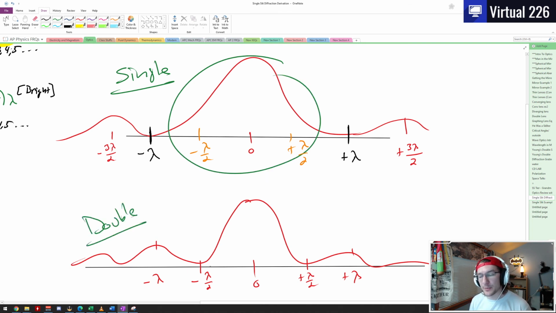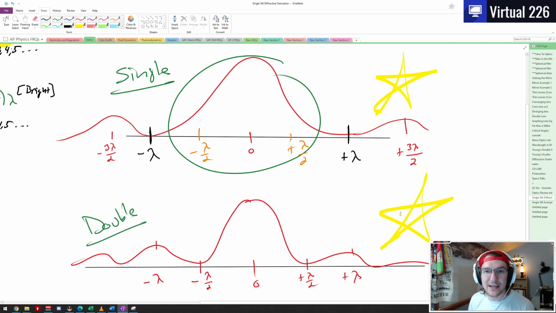That's simply because our double slit has a dark point at a half wavelength initially, and we don't see our first dark point on a single slit until a full wavelength. So that's an important thing to keep in mind. It is a slightly different setup, a slightly different problem. It's very important to recognize what's going on in these graphs. These graphs are very important.